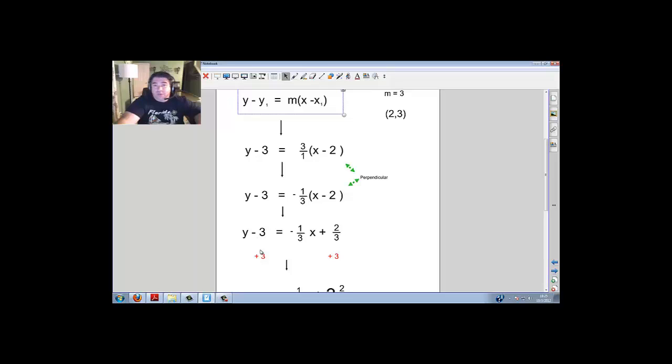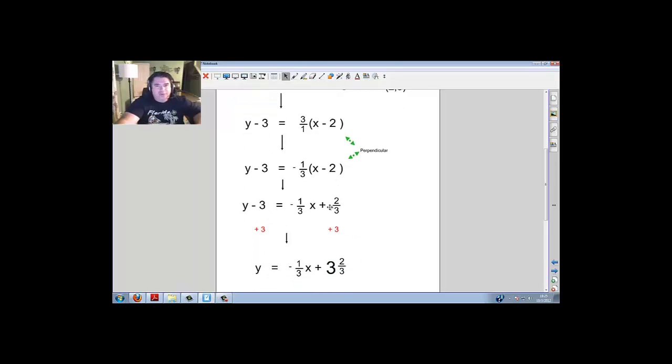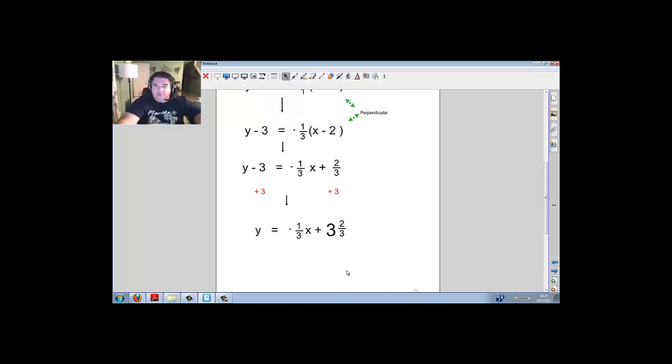So instead of minus 3, we're going to add 3. Add 3 to one side, add 3 to the other. If you went decimals, I'm not going to complain. But I got y equals negative 1/3 x plus 3 and 2/3.